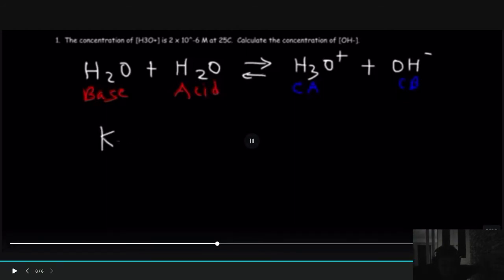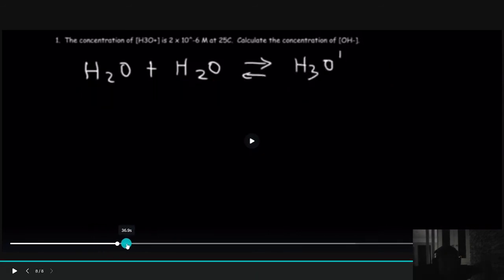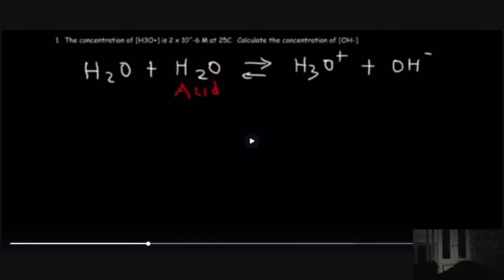Let me pause for a moment. The video said amphoteric substance. An amphoteric substance is a substance that can act as a base and as an acid. It is known as an amphoteric substance, meaning it can act as both base and acid.